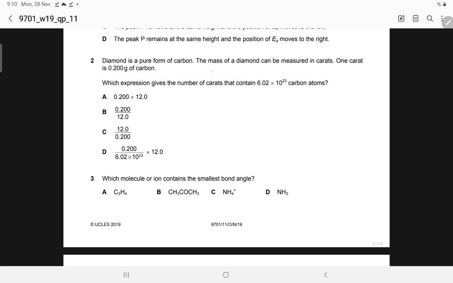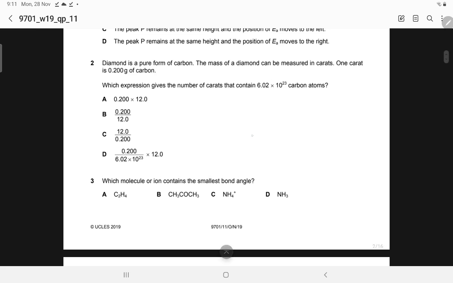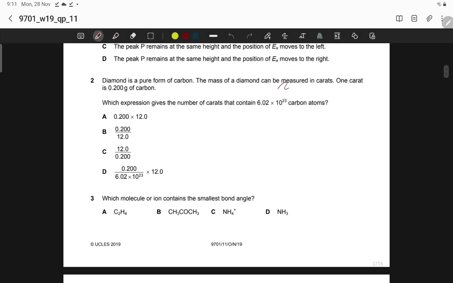Diamond is a pure form of carbon. The mass of a diamond can be measured in carats. 1 carat is 0.200 gram of carbon. Which expression gives the number of carats that contain 6.02 times 10 raised to the power 23 carbon atoms? 6.02 times 10 raised to the power 23 is the Avogadro constant, the Avogadro number.